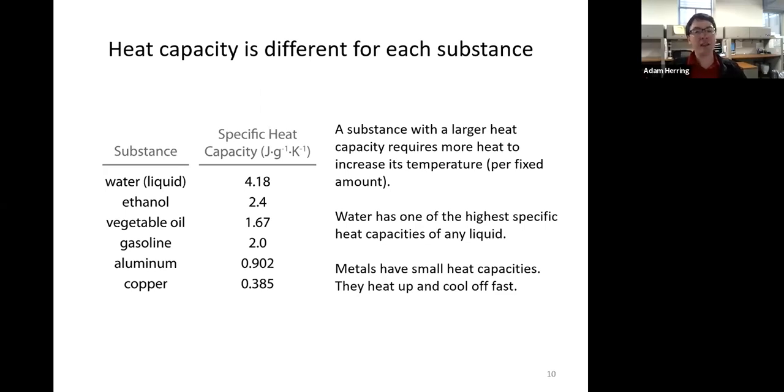Because of water's high specific heat capacity, that's why you can leave a large amount of water outside in the hot sun and it's not going to heat up very much. That's because it takes a lot of energy to increase the temperature of a given mass of water.